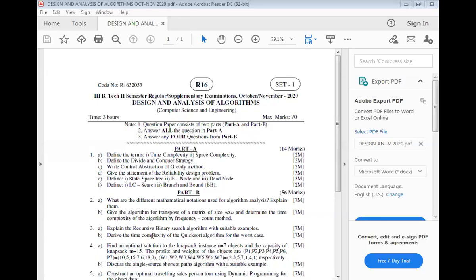So yesterday we discussed the transpose of a matrix by the frequency count method. Frequency count method is used for time complexity analysis. So yesterday we discussed that. Now our question is here.